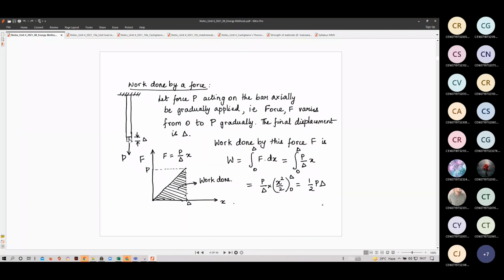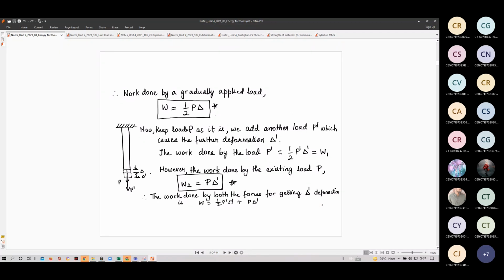Like here, there's a bar and we apply a load gradually. So it produces a deflection delta. So the work done by this force P in causing this deformation delta is half P delta. So this is gradually applied.